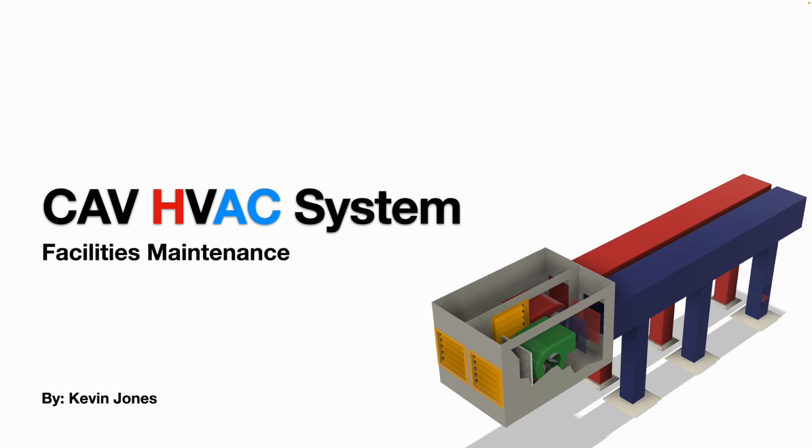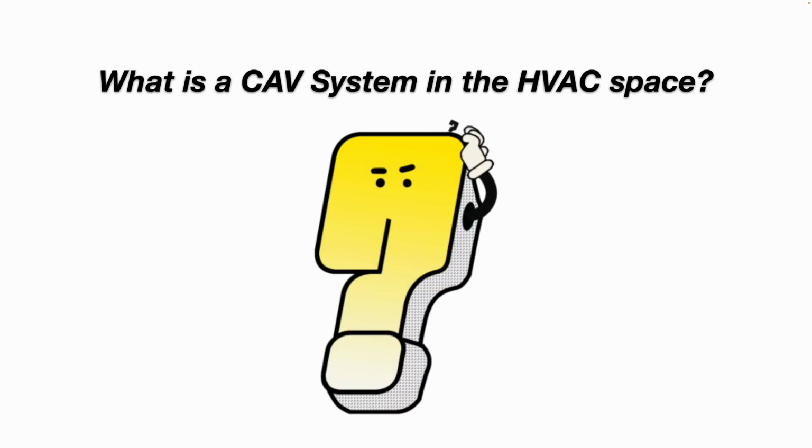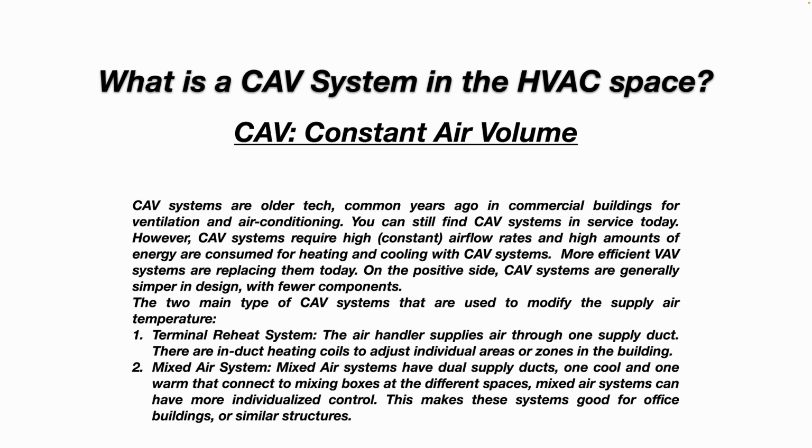So today we're talking about what a CAV HVAC system is. What is a CAV system in the HVAC space? CAV stands for constant air volume. Constant air volume systems are older tech, common years ago in commercial buildings for ventilation and air conditioning. You can still find CAV systems in service today.